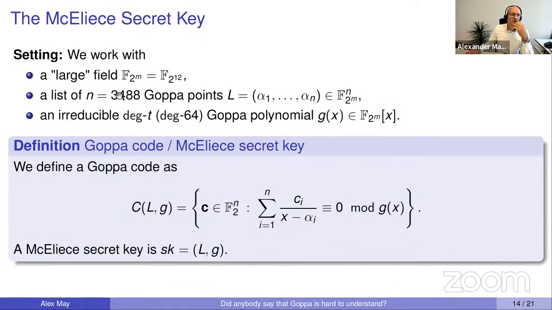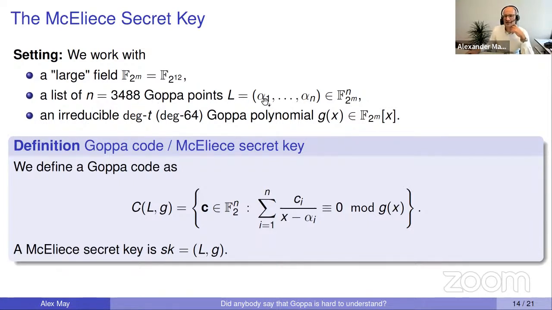So the setting is as follows. We start not with the field F2. I will come to F2 in a minute, but I will start with some larger field, F2 to the m, and this m is 12 in our case. So that's the m from before. We have a field with 2 to the 12 elements. I call that a large field. And I give you a list of n elements. Think of this n as before, the dimension of your vectors. It's 3,488.